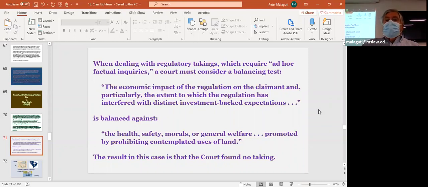The court must consider the economic impact of the regulation on the claimant, and particularly the extent to which the regulation has interfered with distinct investment-backed expectations. And the problem here is not very much. The evidence shows that Penn Central was still going to make a ton of money, just not quite as much as it wanted to. And this is balanced against the health, safety, morals, or general welfare promoted by prohibiting contemplated uses of the land.